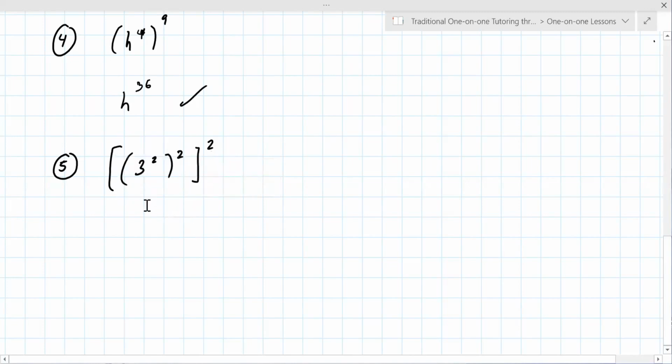Huh. You still with me, Remy? Yeah, I am. Okay, so I know there's a lot more going on here, but what is this part right here? That's the same as what we were doing, so it would be exactly 3 to the power 4.